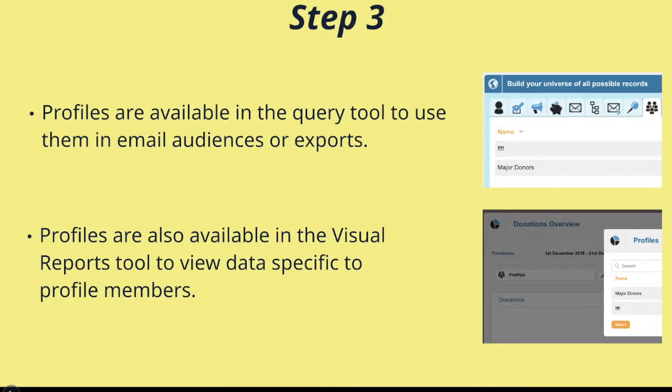Profiles are available in the query tool. So one of the tabs in the query tool is these people sort of standing around in a circle. That's where you'll find your profiles if you want to build an email audience off your profile or export data based on your profile. They're also available in the visual reports tool. So if you are creating a donations overview visual report and you want to see how much money was raised during a certain period of time from major donors or super advocates, you could choose your profile in the donations overview visual report.